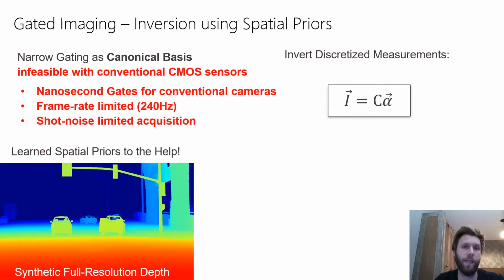However, the canonical basis isn't feasible to implement in practice using a conventional CMOS imager. Because we require real-time rates, we have a budget of a few nanosecond gates for an image to enable real-time capture rates. So note that CMOS cameras at a few $100 or even cheaper at tens of dollars are orders of magnitude more affordable than a Lidar system, for example.